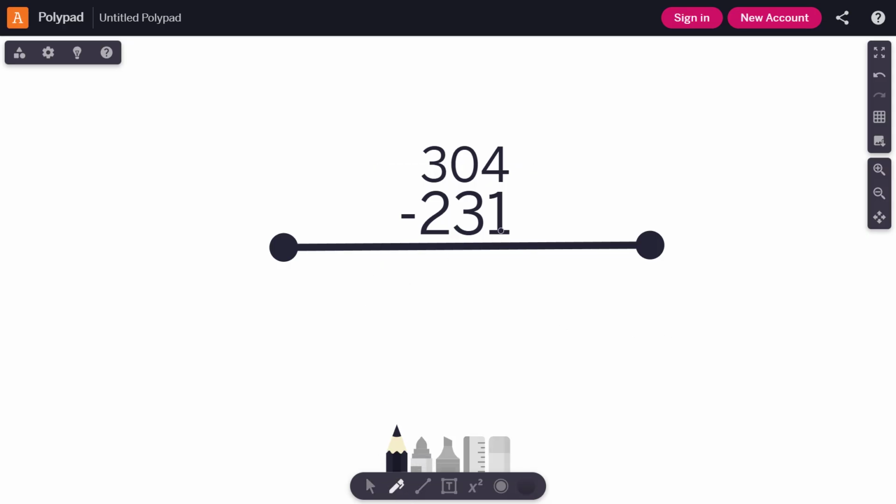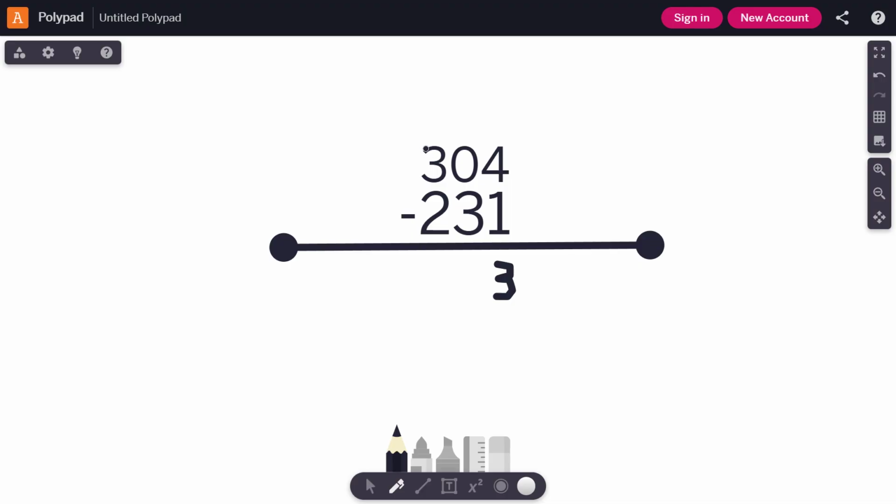Alright, so suppose we have this problem here. And then we're trying to solve it. We line the last digit up if it's a whole number. And then we start from the rightmost side. 4 minus 1, 4 take away 1 is 3, no doubt. 0 take away 3, we cannot take away 3 from 0. You cannot get negative numbers in a whole number subtraction, that is, when the bottom number is smaller than the top number.